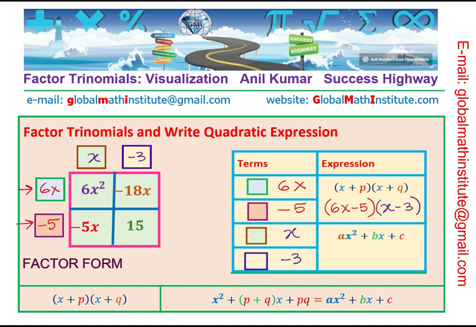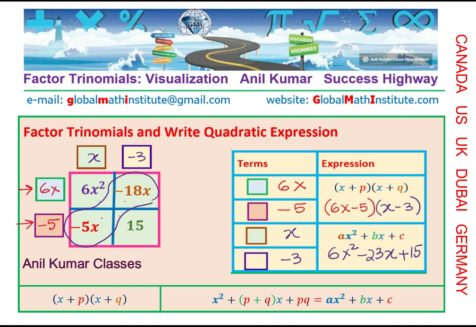Now, how do we get the standard form? Well, these are 4 units of areas. Combine them, right? So we get 6x squared in the left hand corner box, and these two can be added. These are like terms, right? Minus 18 minus 5 makes it minus 23. And the constant term is plus 15. You get an idea. That is how we visualize the quadratic expression 6x squared minus 23x plus 15.